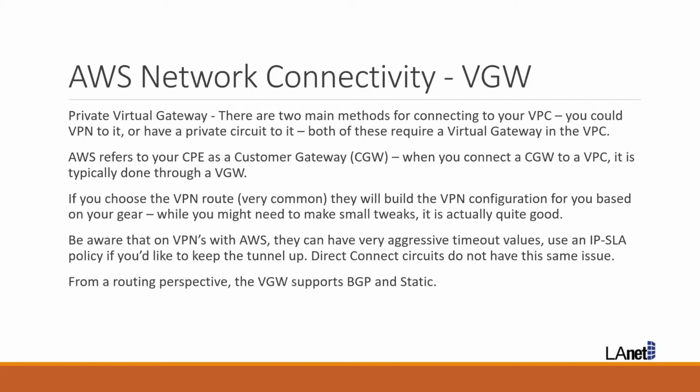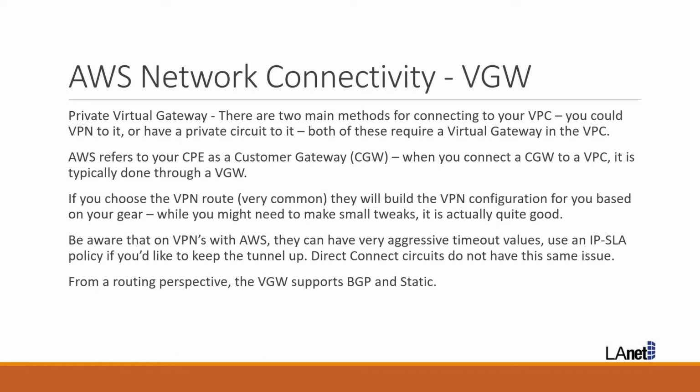Hopefully that makes sense. If you choose that VPN route, which is, again, very common, most people start with the VPN route when they're working with AWS. One thing that's kind of nice is they will build the VPN configuration for you. So you'll go up into your VPC, and there's some wizards and widgets up there that help you figure out how you're going to build the VPN back. And basically, you're going to define some parameters like your public IPs and so forth. And it allows you to download a template based on your particular gear.